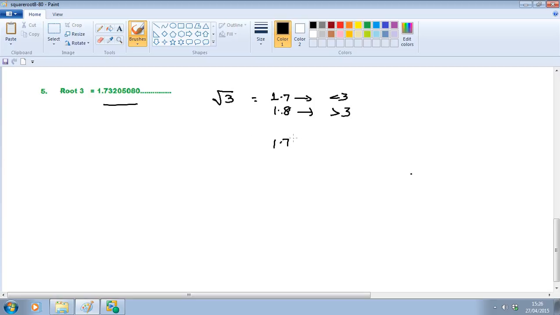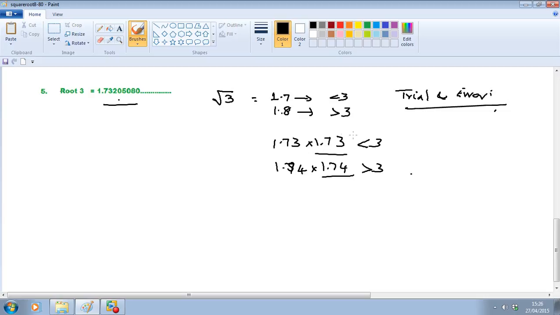Next, you try 1.73 multiplied by 1.73, this is less than 3. You try 1.74 multiplied by 1.74, it will be greater than 3. Like this, you have to trial and error and find out. You have to try one by one. Then you get this answer. This method is very long, where you don't have any clue. It's called the trial and error method. So you go on, trying one by one.